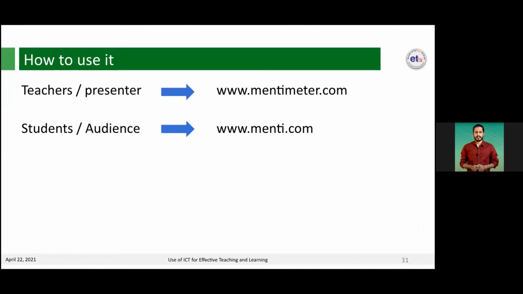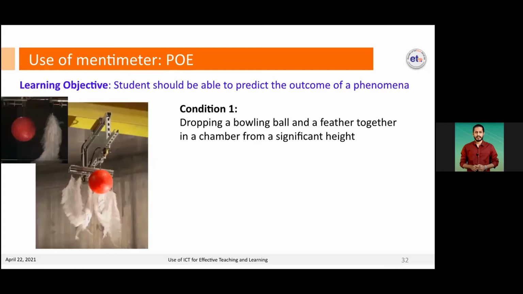Now I want to show an example of how I can use Mentimeter. Okay, we have already seen one example, but let us see another example. So here, for using Mentimeter, I'll be talking about POE. So my learning objective, I'll get back to what is POE. So my learning objective is students should be able to predict the outcome of a phenomenon.